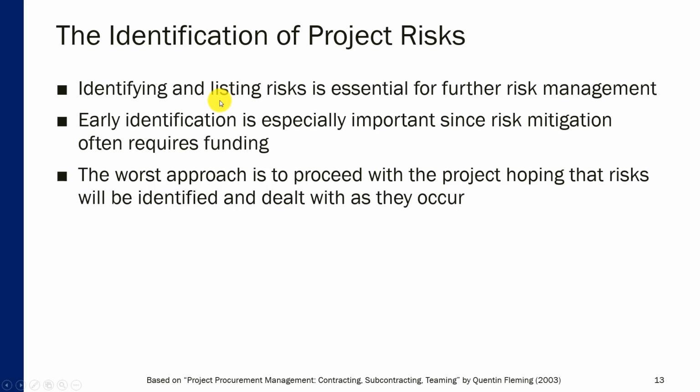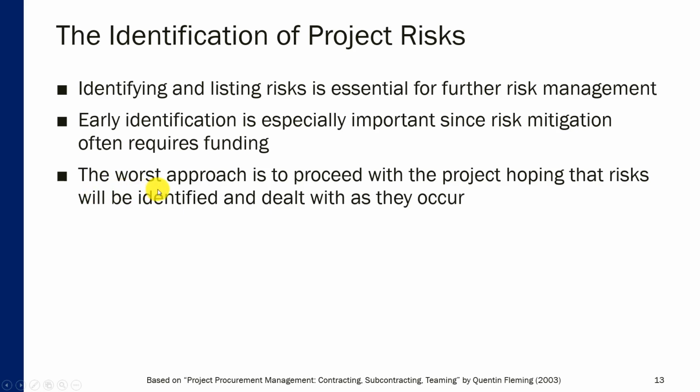So let's talk about the identification of project risks. Identifying and listing risks is essential for further risk management. Before you analyze risk, before you develop any kind of response strategies, the risks that you will potentially deal with need to be identified and listed. Early identification of risks is especially important since risk mitigation often requires funding. So in other words, you don't start looking for additional resources needed for dealing with a particular risk after something negative happens. You need to identify possible negative outcomes early on so that you have enough funds or enough of other resources and you are ready to deal with that risk.